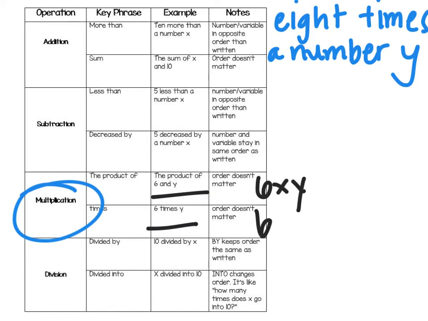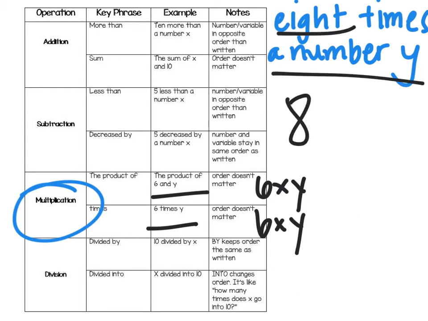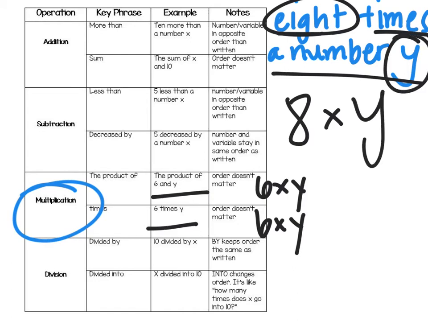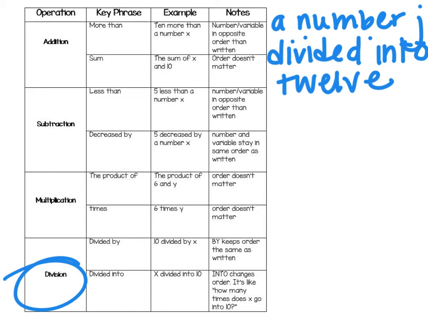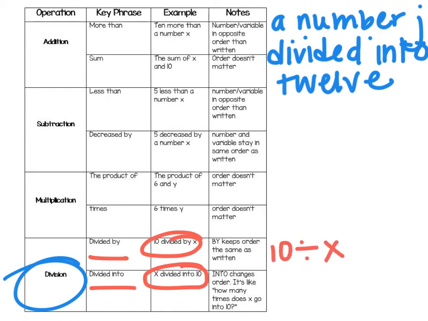6 times y is 6 times y. Up here I have 8 times a number y. 8 comes first up here, so I write that first. I have my key phrase "times," so I'm putting a multiplication sign, and then I have my variable y, which represents some number. For division, a couple things that you'll see are "divided," or 10 divided by x, or x divided into 10. So you'll either see "divided by" or "divided into." Divided by is what we're used to, so that shouldn't be too tricky for you. If I have 10 divided by x, I'm taking 10, splitting it up into x groups.